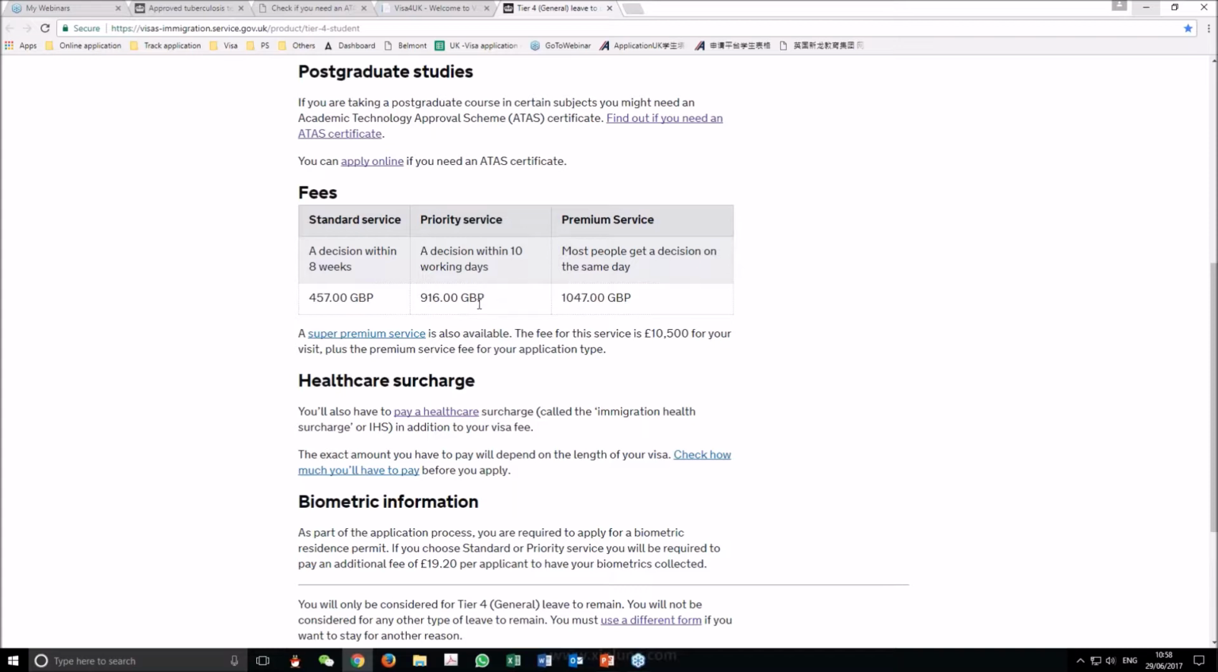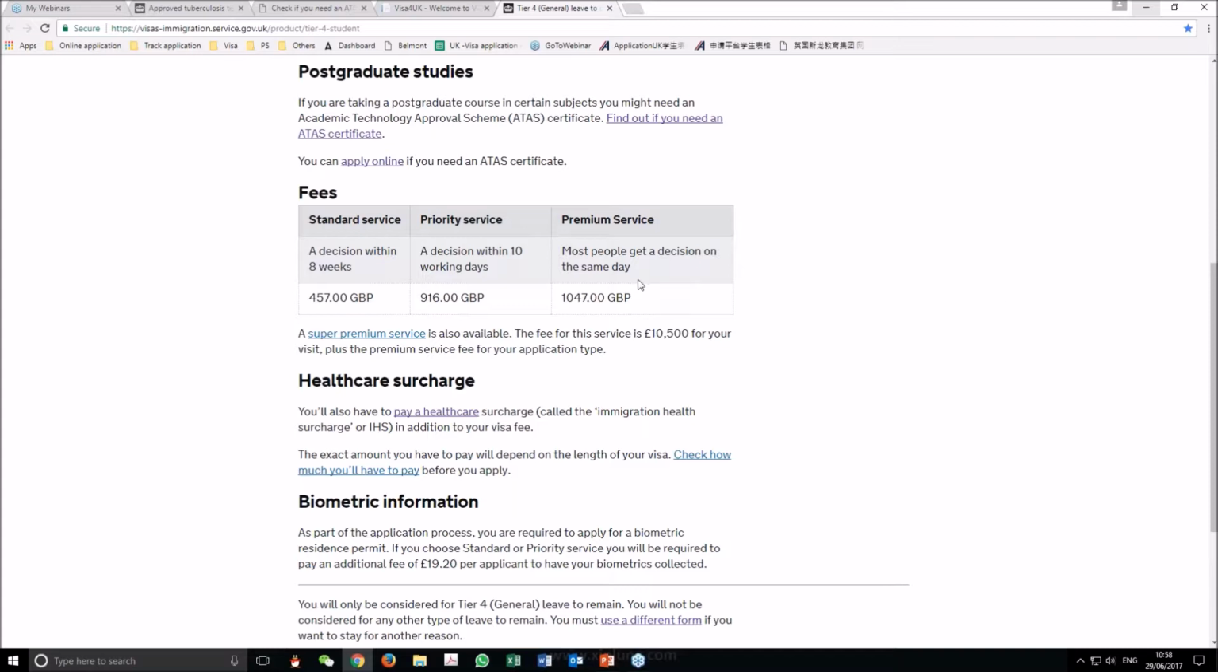Another way to speed up the process is to pay a bit more, £916, and you can have the priority service, which essentially is also decision by post, but Home Office will deal with it a lot quicker, and they will send you the decision within the 10 working days by post.